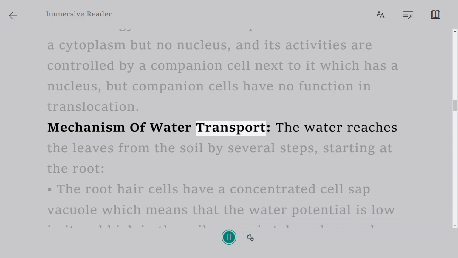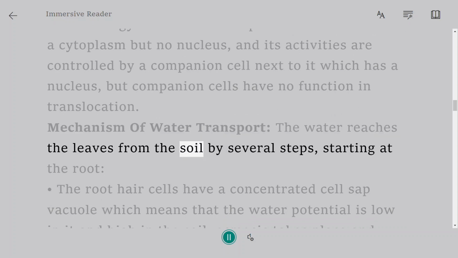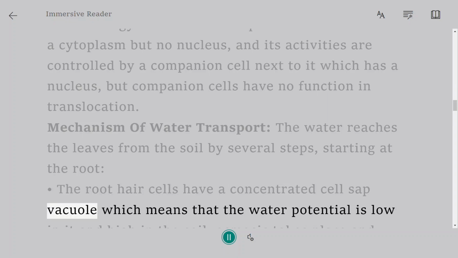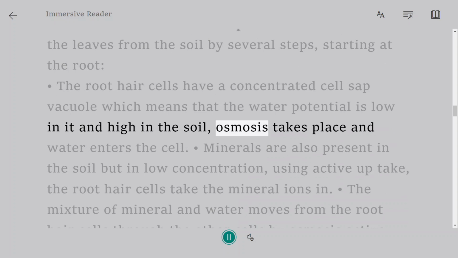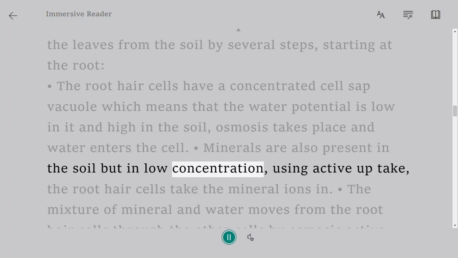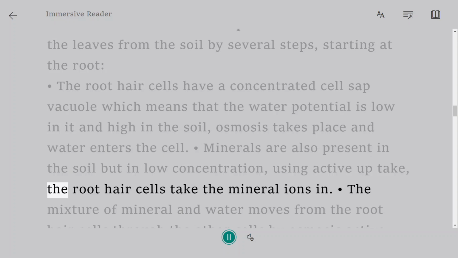Mechanism of water transport: the water reaches the leaves from the soil by several steps, starting at the root. The root hair cells have a concentrated cell sap vacuole, which means that the water potential is low in it and high in the soil. Osmosis takes place and water enters the cell. Minerals are also present in the soil, but in low concentration. Using active uptake, the root hair cells take the mineral ions in.